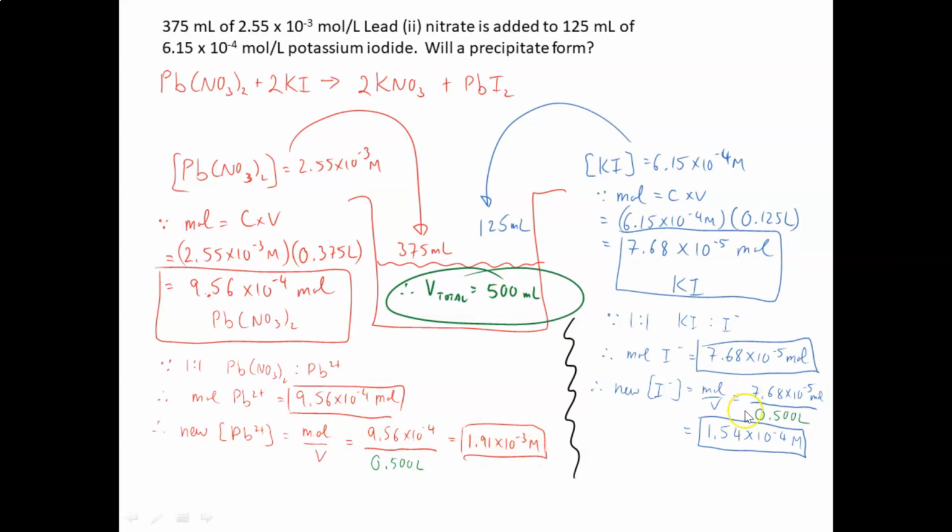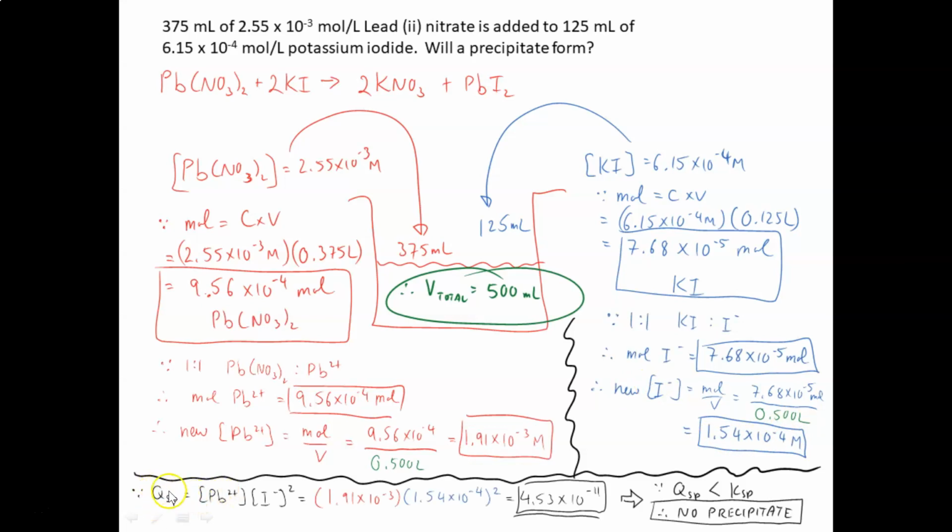Do the same thing for the iodine on this side over here. Again, it is a 1-to-1 ratio. For every 1 potassium iodide that's broken up, 1 iodine is released. So we have 7.68 times 10 to the power negative 5 moles of iodine divided over a new solution volume of 500 mils, or 0.500 liters. And that gives me a new concentration of 1.54 times 10 to the power negative 4 moles per liter of iodine.